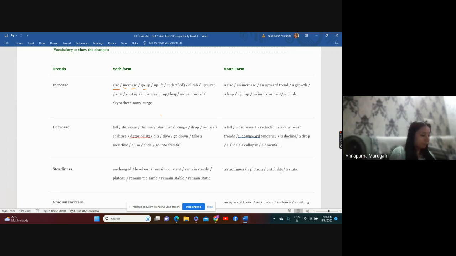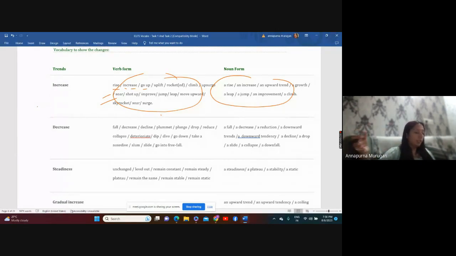So only to make things active, I'm highlighting here. You people can use all these things. Increase, if you want to use it in a verb form: rise, increase, go up, uplift, rocketed, climb, upsurge, soar, shot up, improve, jump, leap, move upward, skyrocket, soar, surge. All these things you can use rather than using the numbers here. Don't use the numbers, rather use these words.